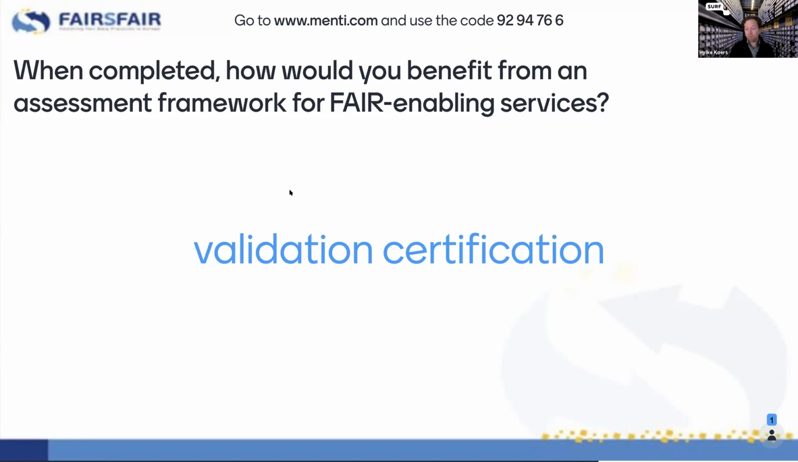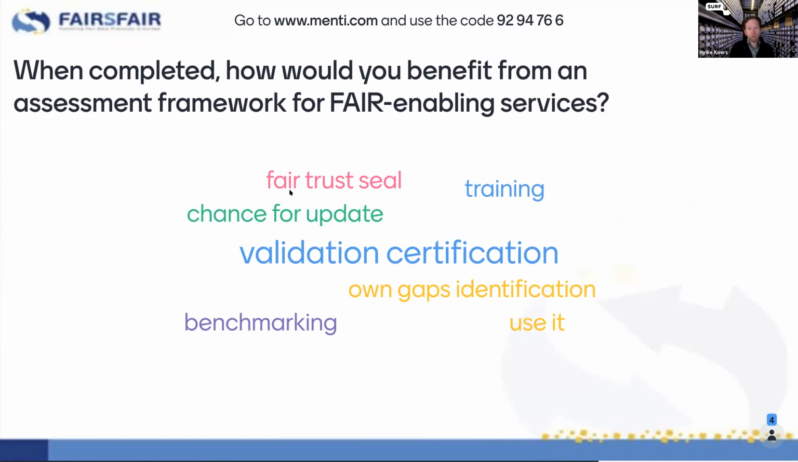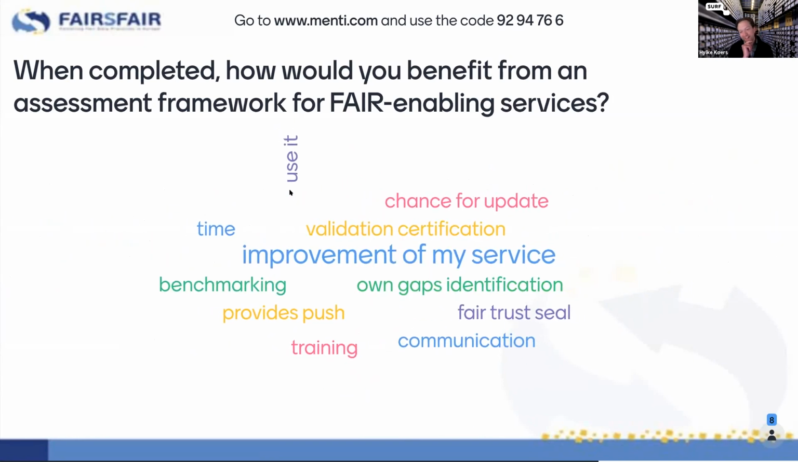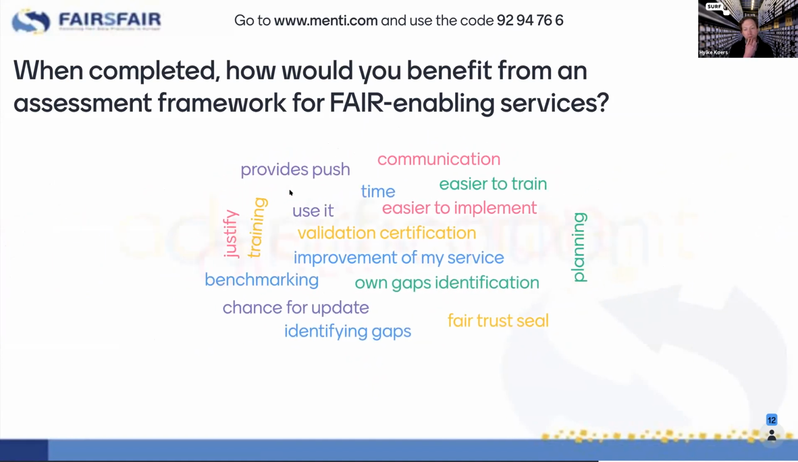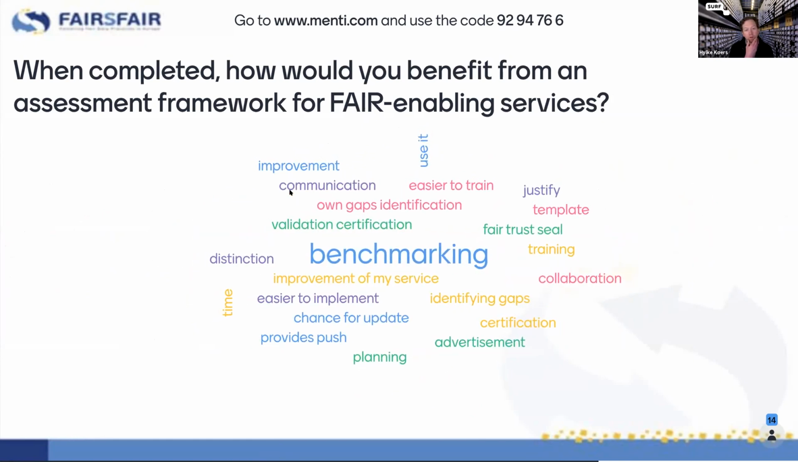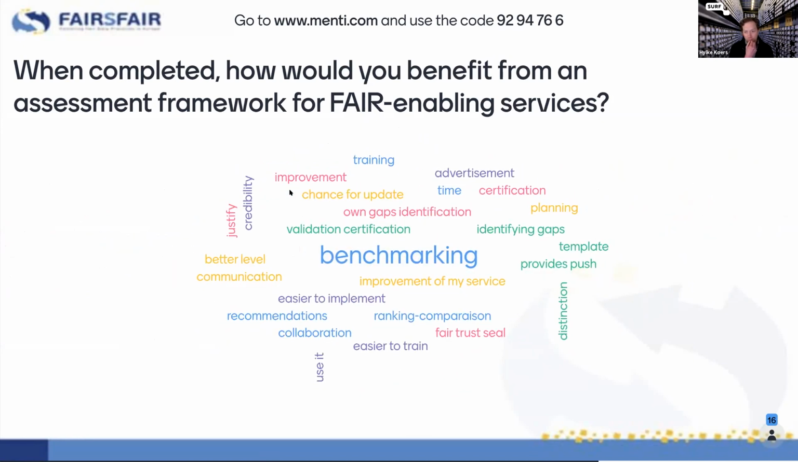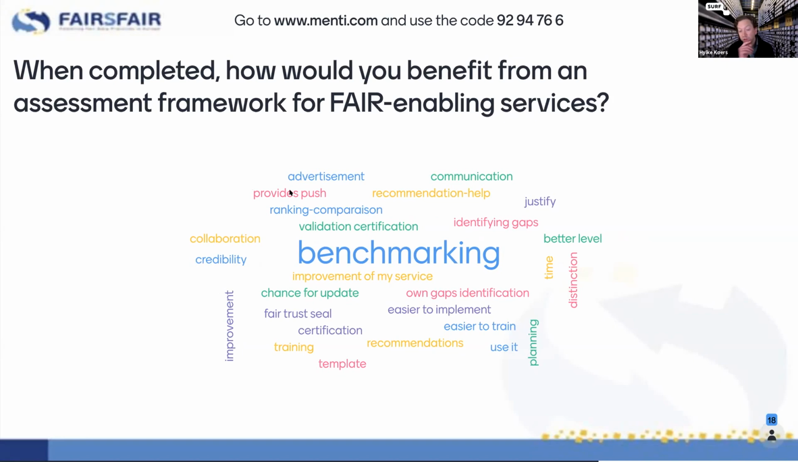Certification, validation, yeah, thank you. Benchmarking, yeah, very good. A FAIR trust seal, I like that. Training, yeah. Improvement of the service. Easier to implement things. Thank you very much. Good. Advertisements. Identify own gaps. I really like that one. That's at least one of the things that we would like it to support.